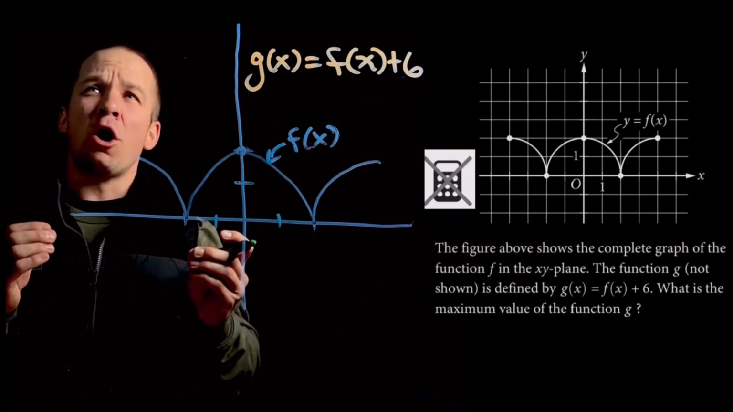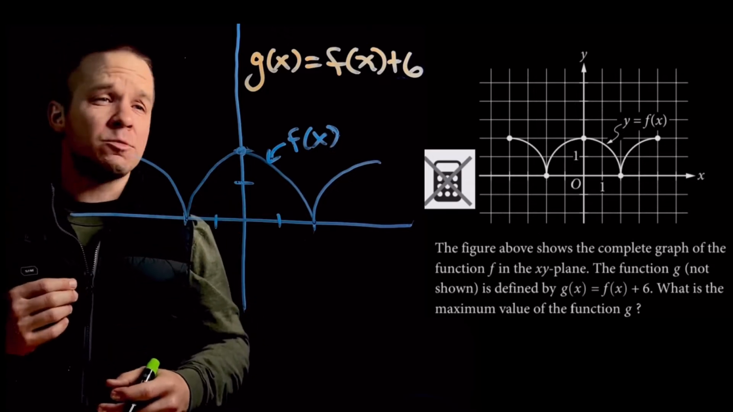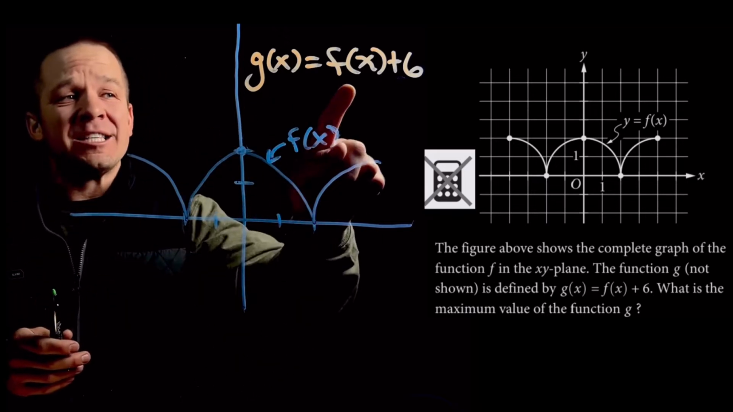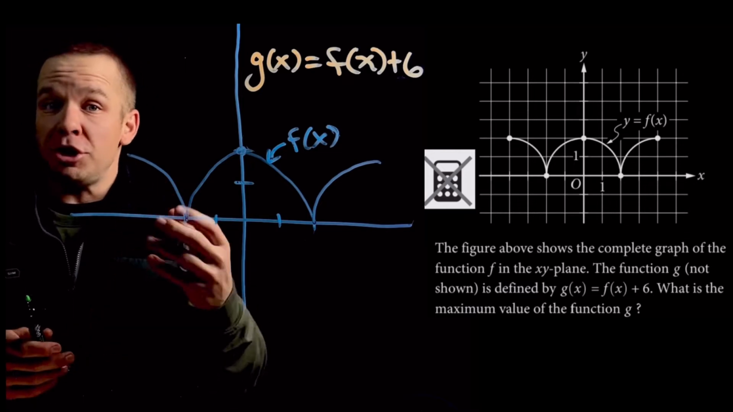Let's get after it. So the figure above shows the complete graph of the function f in the xy plane. Now the function g of x is not shown, but it's defined as f of x plus 6. What's the maximum value of that g of x function?